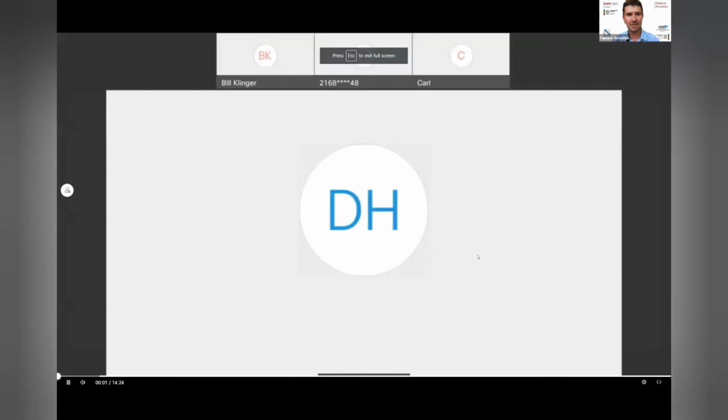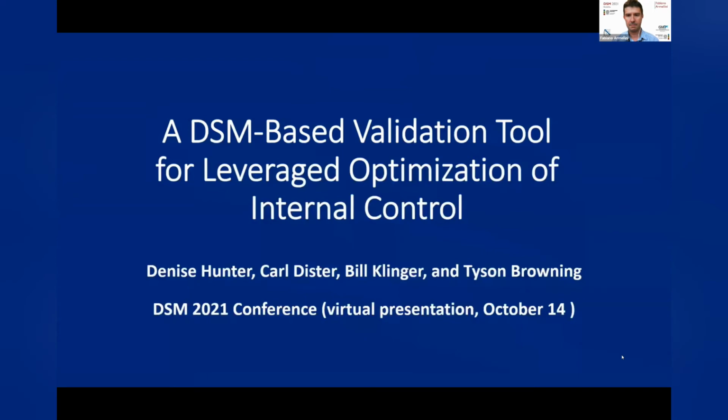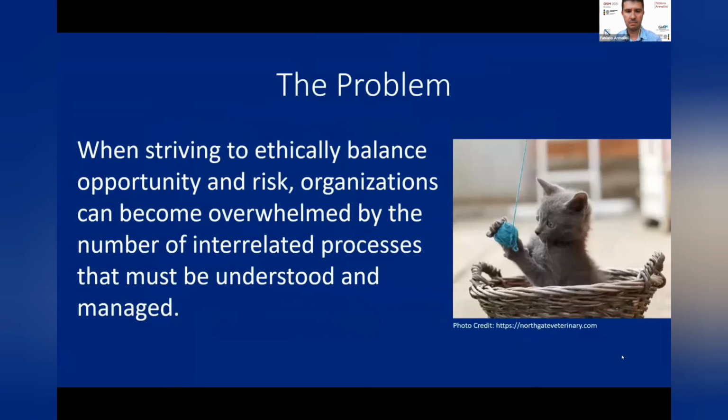Okay. Hello, welcome to a DSM-based validation tool presentation for the leveraging of optimization of internal controls. Thank you to Tyson Browning, who was our mentor in this particular application of the DSM today. And our problem was to figure out a way to ethically balance the opportunities and risks facing organizations. Like the kitten in the basket, an organization is dropped into your lap as a lead auditor like Denise, or as a systems engineer like Bill or myself, Carl.